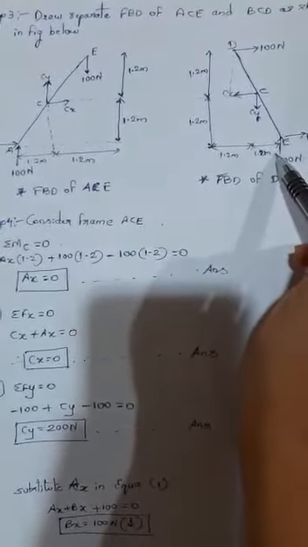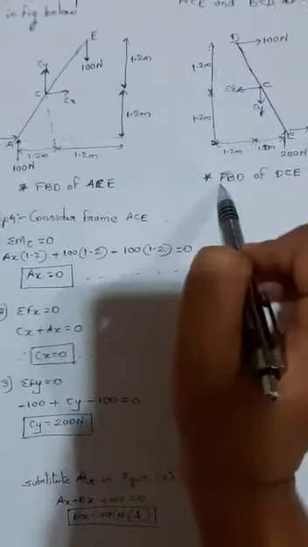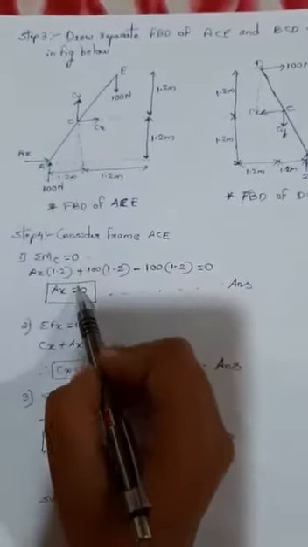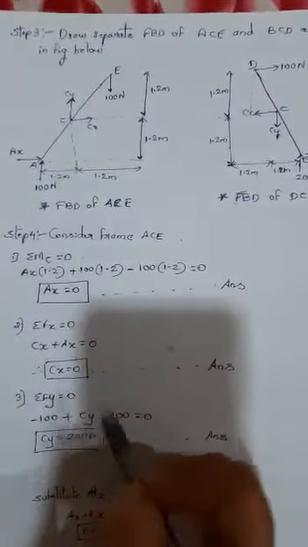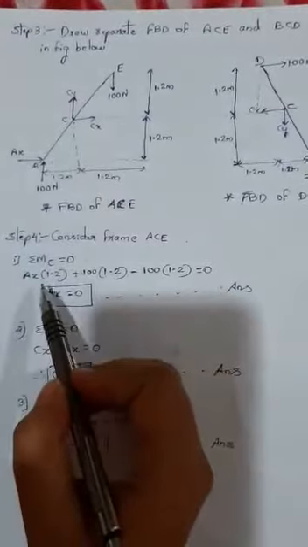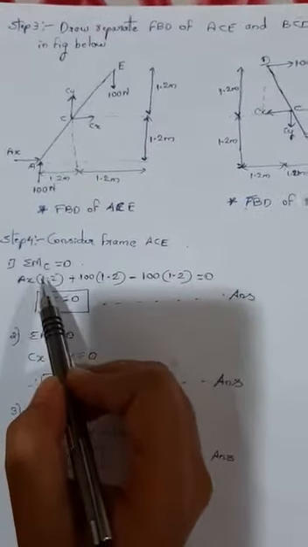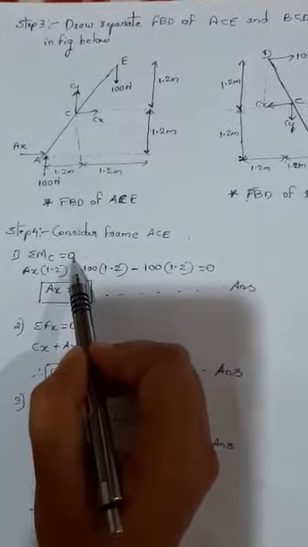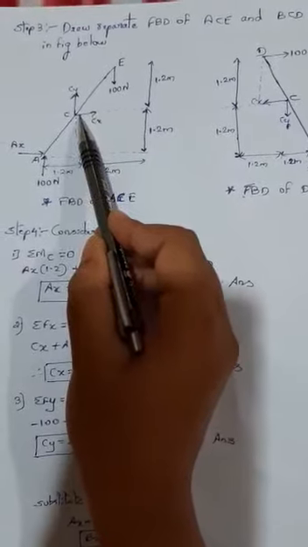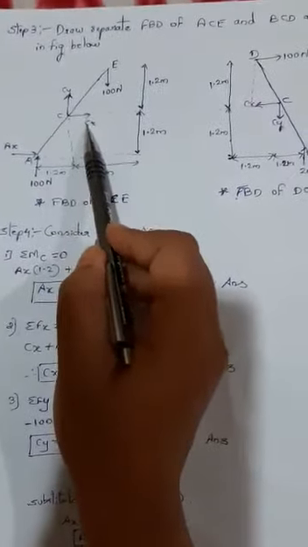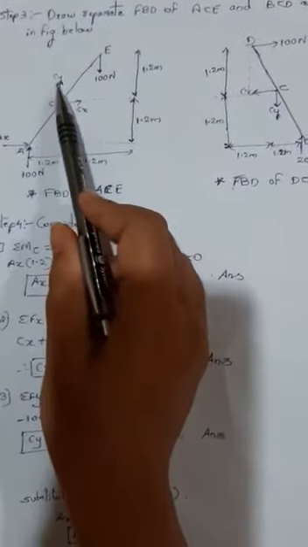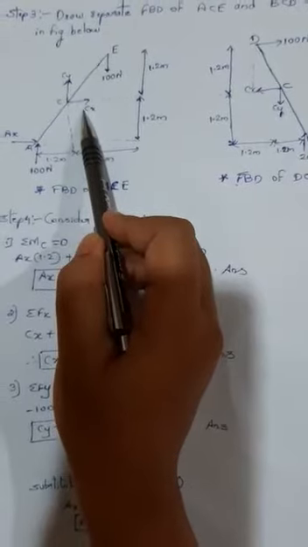So once you have completed drawing the free body diagram for both the frames separately, the next step, number 4, is to consider any one frame and apply all the 3 conditions of equilibrium. So now first I will consider the frame ACE. On ACE I will use the first condition, summation of M about C equal to 0. If I take summation of M about C here, yes, these 2 forces are passing through that point itself, so their moment will be 0. So Cx and Cy moment will be 0.